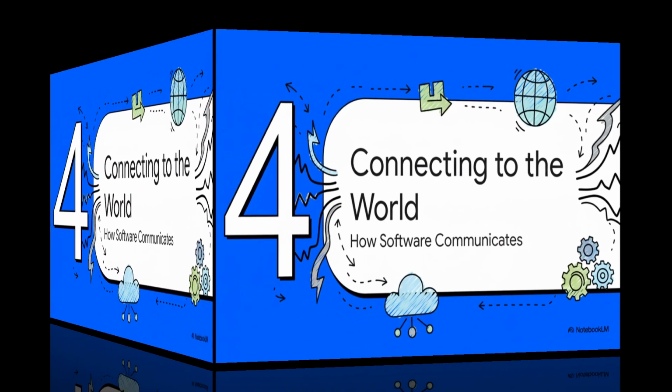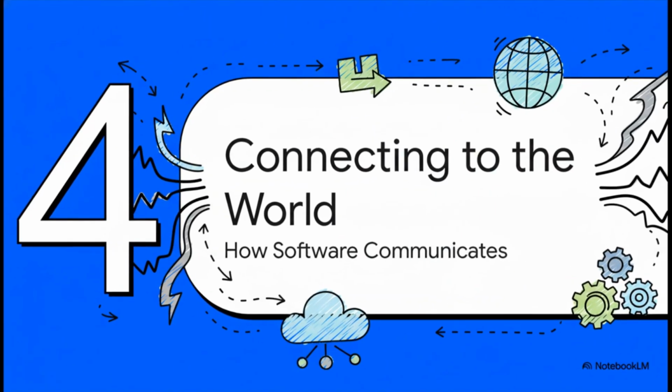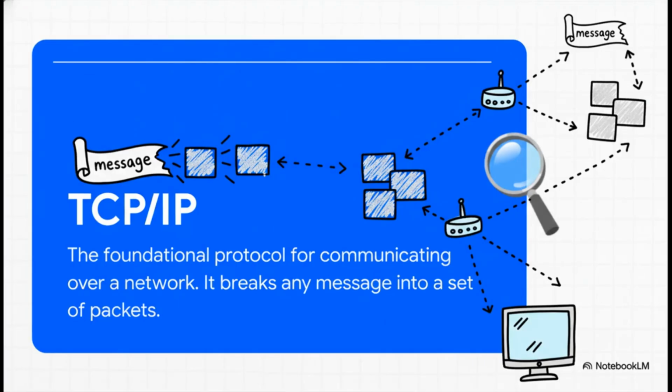Okay, let's pause and see where we are. Our application has a blueprint, it has brains, and it has a memory. That's fantastic. But right now, it's basically living on a lonely island, stuck on a single computer. To be really, truly useful, it needs to connect to the outside world. It needs to communicate. And that communication happens over networks. And just like we have rules of the road for cars, networks have rules for data called protocols.